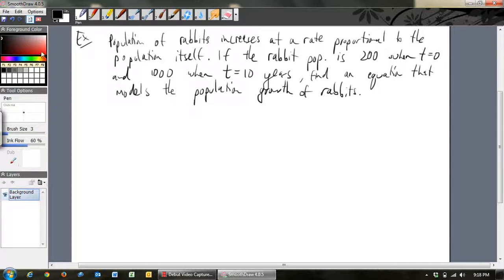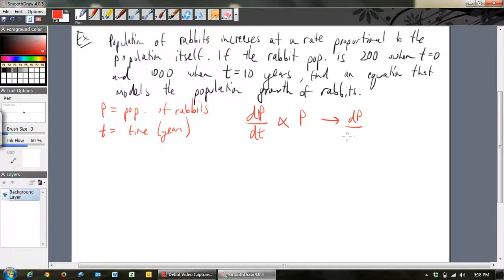Okay, so let's have a look at this. Hope I don't go over one page. It might go over one page. So let's just say P is the population of rabbits, and we'll say that T is time, and that's in years. Okay, so let's have a look at what this equation will be. Population of rabbits increases at a rate proportional to the population itself. In other words, the rate of change of population with respect to time is proportional to the population itself. And this gives us dP dt is equal to kP, where k is greater than 0.